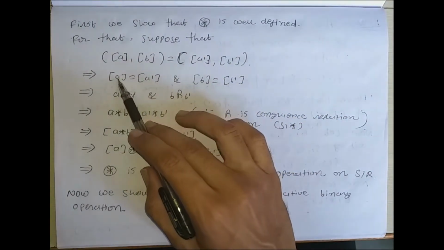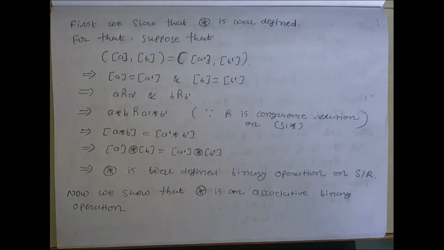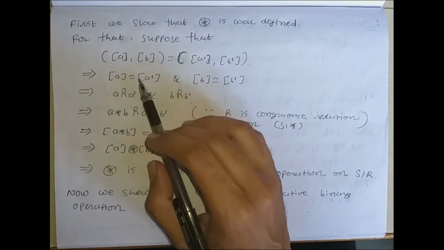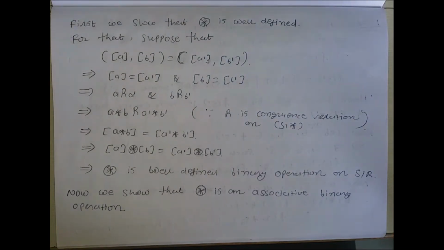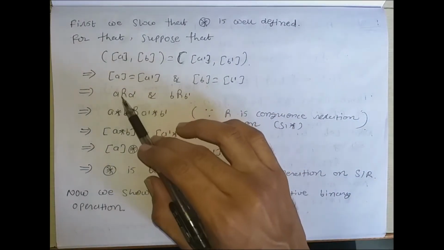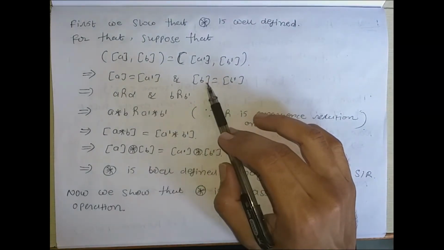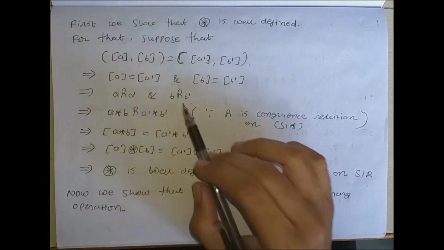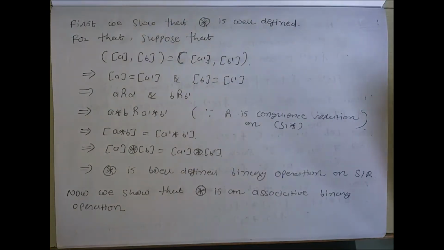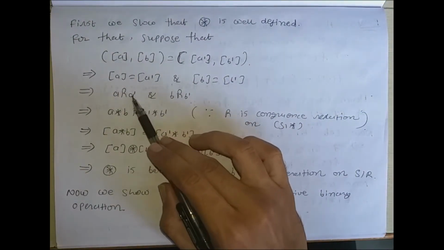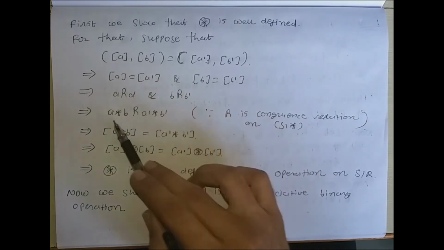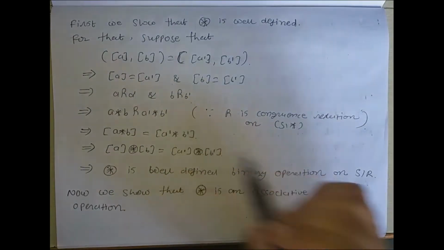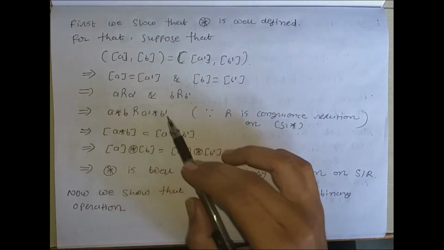Now the equivalence classes of a and a dash are the same, so it is known that a is related to a dash. If the equivalence classes of two elements are the same, then both elements are related to each other, by the equivalence relation. So a is related to a dash, and similarly b is related to b dash. Now R is a congruence relation on the semigroup S star, so since a is related to a dash and b is related to b dash, a star b is related to a dash star b dash. What do we get? a star b is related to a dash star b dash.